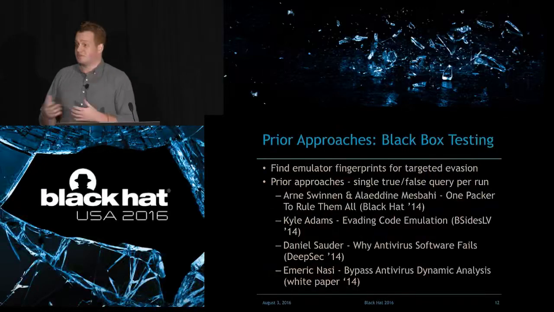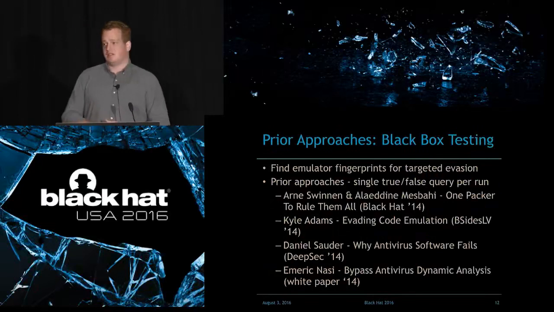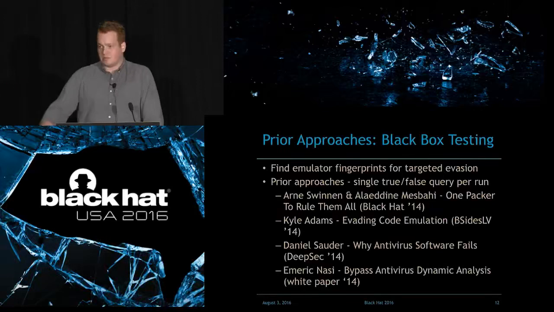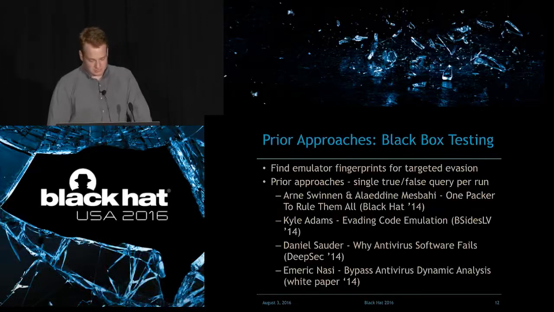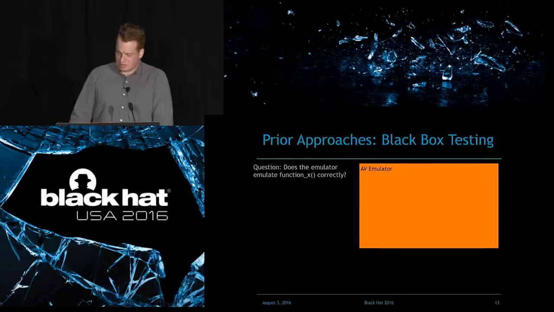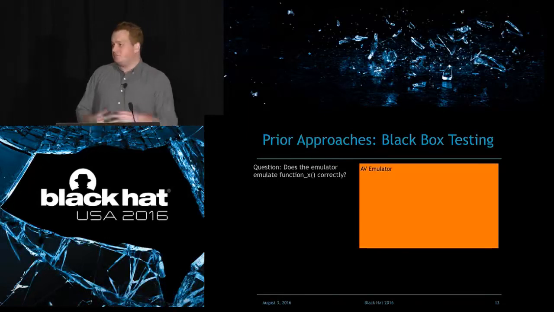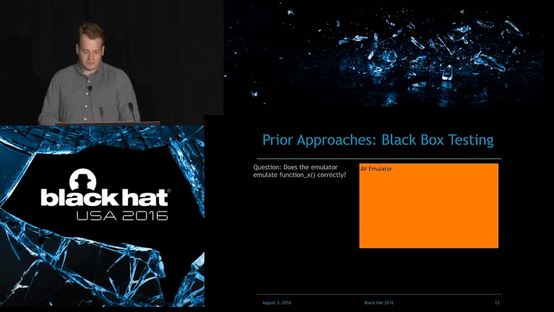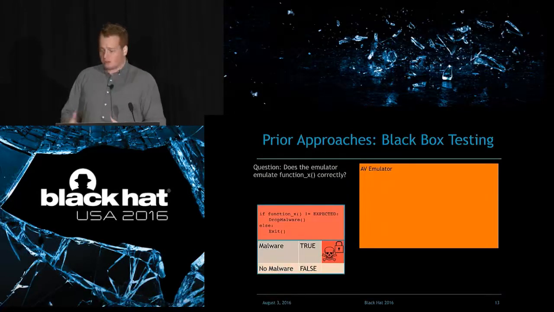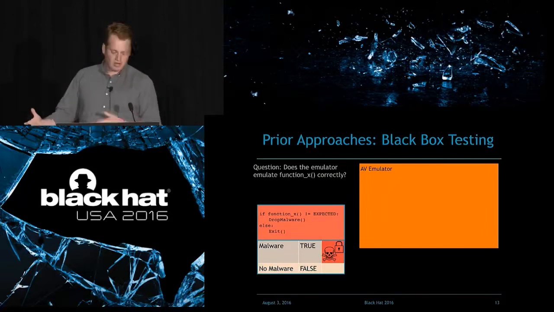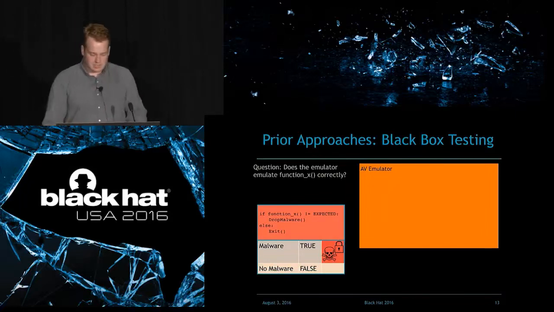So some other prior approaches besides reversing have been this kind of black box testing. This has been presented at a number of conferences in recent years, most notably the One Packer to Rule Them All talk at Black Hat 2014 from Arne and Alaeddine. What these approaches look like is this. Begin with a question like, does this emulator emulate some arbitrary function X correctly? And then they'll create code that says, if it ran function X correctly or didn't return the expected value, I'm going to drop malware. Else I'm just going to exit.